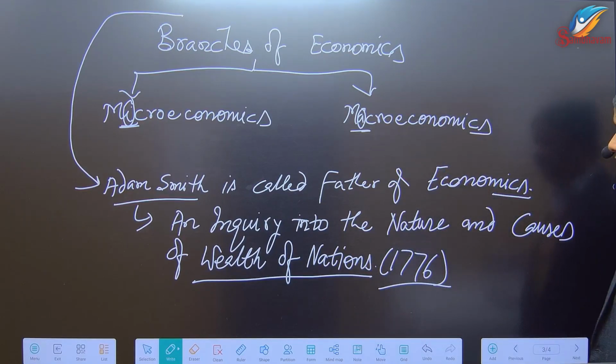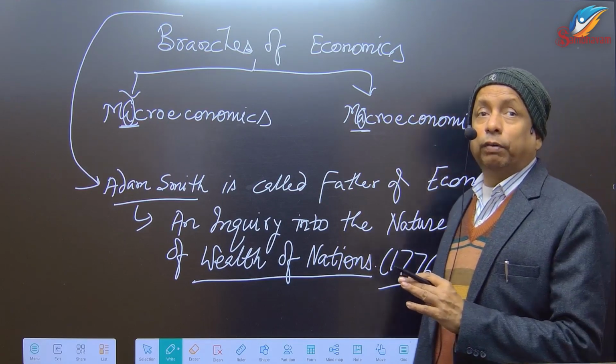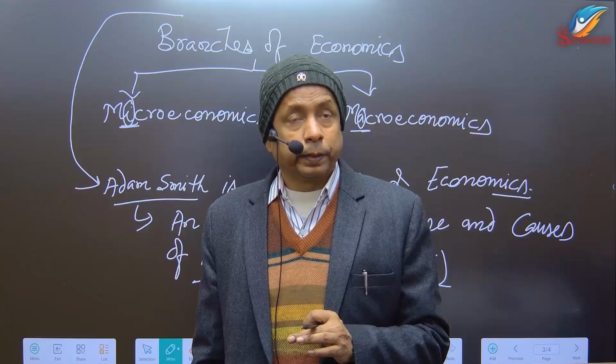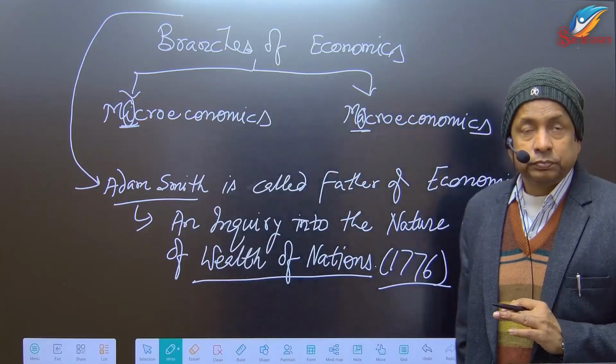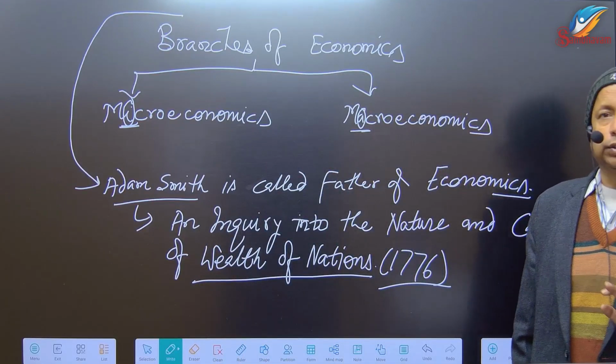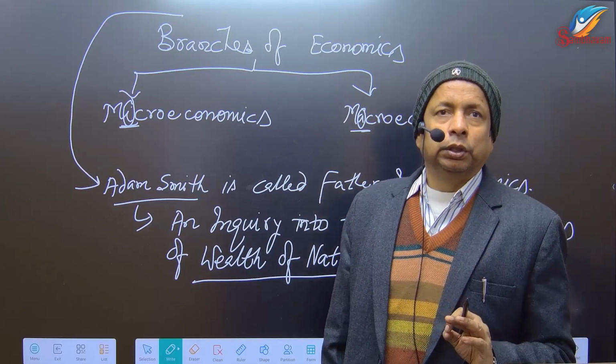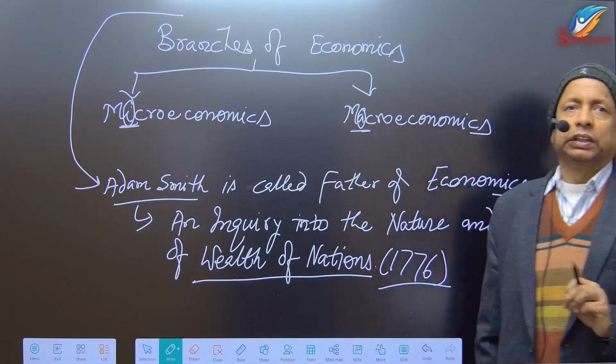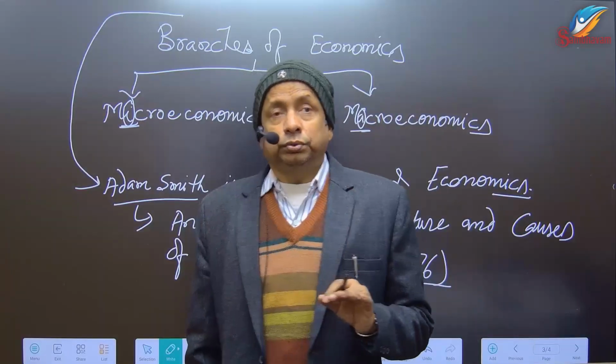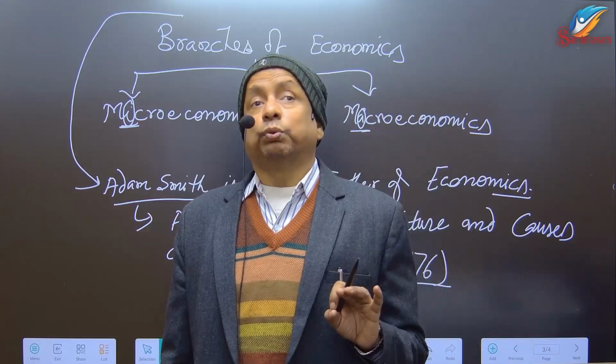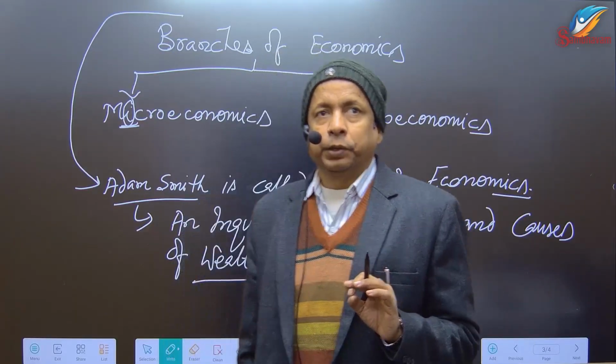1776. See, this is the later half of the 18th century. At that time, mercantilism was at its peak. There was a trade in bullion, so trade and commerce were protected.